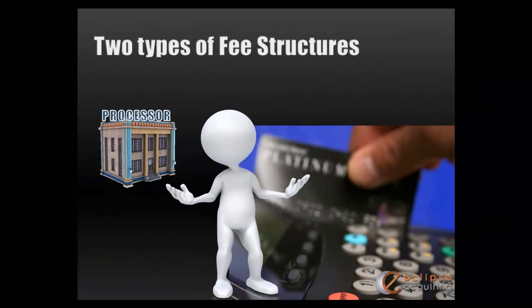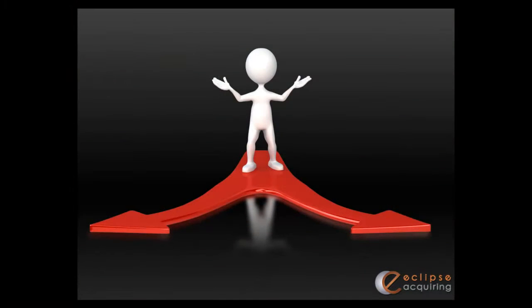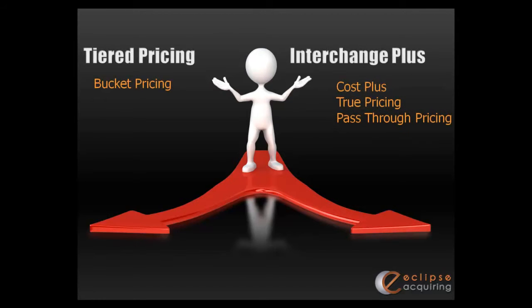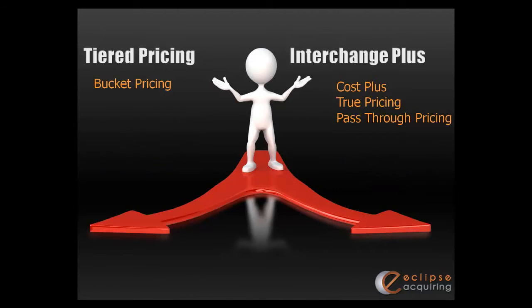There basically are only two types of fee structures in the industry: tiered pricing or Interchange Plus. Tiered pricing is often referred to as bucket pricing. This is the most commonly used pricing structure in the industry. Interchange Plus pricing is often referred to as cost plus, true pricing, or pass-through pricing. Historically speaking, Interchange Plus pricing is reserved only for very large companies like national retailers, and they have been the only ones able to benefit from Interchange Plus pricing. Don't be misled by the assumption you can't get the Interchange Plus pricing model.